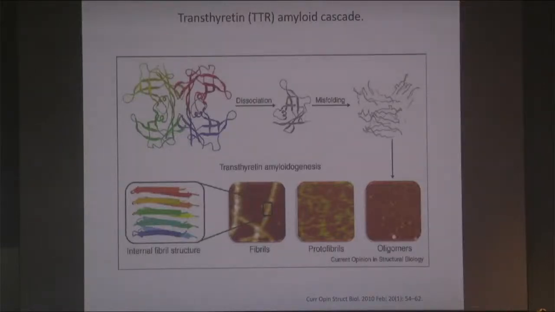Well-known, upon instability due to multiple mutations, which are around 130 in transthyretin, it dissociates and misfolds, aggregating into long fibril structures, and upon fibrillation, it starts depositing in various organs, especially the heart.